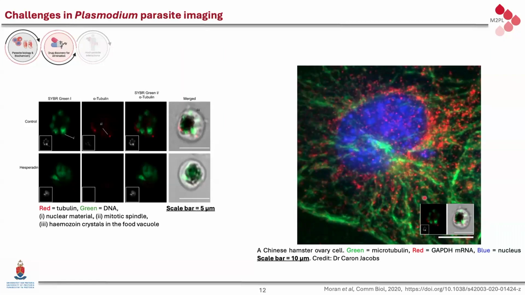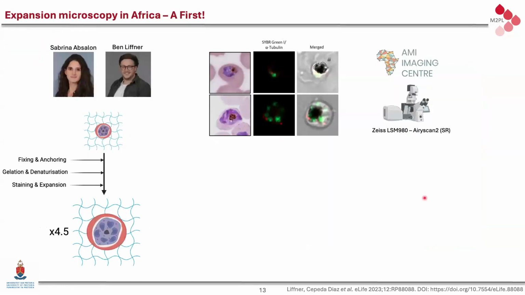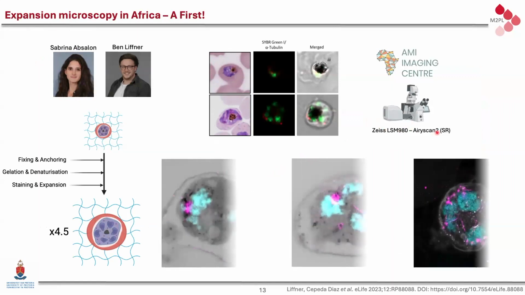So as Sabrina mentioned, we have this amazing sample prep technique called expansion microscopy, where you physically increase the size of your sample up to 5 times. Sabrina and Ben made a really comprehensive and easy to follow protocol, which they were generous enough to share with us so we can try it out for ourselves. So I was able to go down to the AMI Imaging Center at UCT and use their expansion protocol along with the cool Zeiss LSM 980 with Airyscan 2. And lo and behold, this worked like a charm.